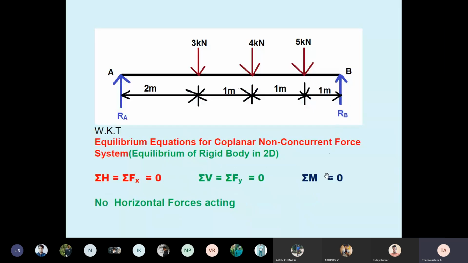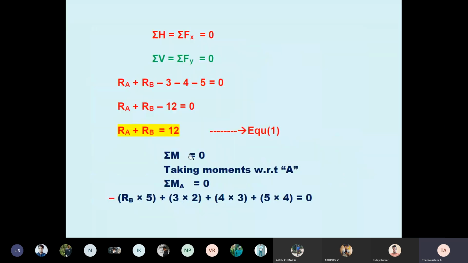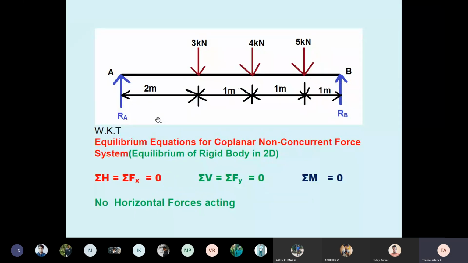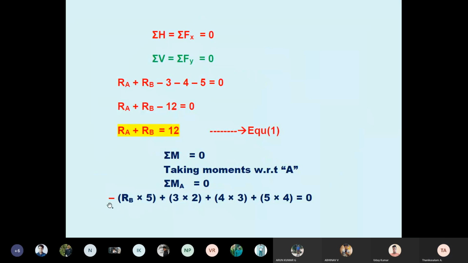Next the moment equation, the third equation, M equal to 0. I told you to choose the reference point. Always support A is the reference point for this type of problem. So A is the reference point, and I rewrote summation M equal to 0. Which force does not give moment? Any force passing through the reference point does not give moment. So here RA comes to A, so don't consider RA. What are the other forces? 3 into 2 clockwise. 4 into 3 clockwise. 5 into 4 clockwise. RB into 5 anti-clockwise. That's why I got a minus. Minus means anti-clockwise. Plus means clockwise.